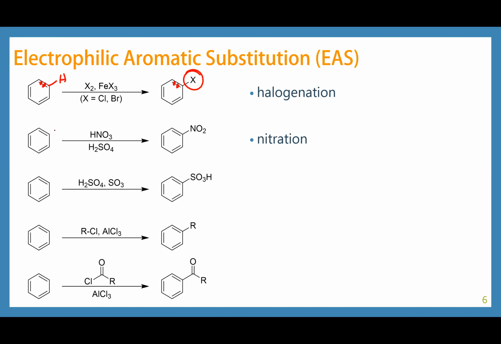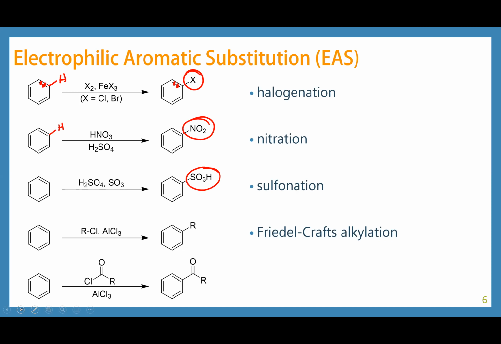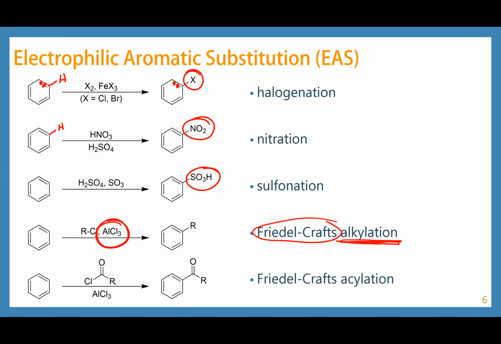Nitration, which is replacing a hydrogen atom with a nitro group. Sulfonation, which is adding a sulfonic acid group. This is a Friedel-Crafts alkylation. So alkylation is the general type of reaction here. The main one that we'll look at is Friedel-Crafts, but there is an alternate alkylation as well. And then Friedel-Crafts acylation. So when you see aluminum chloride being used, that means that it's a Friedel-Crafts reaction.